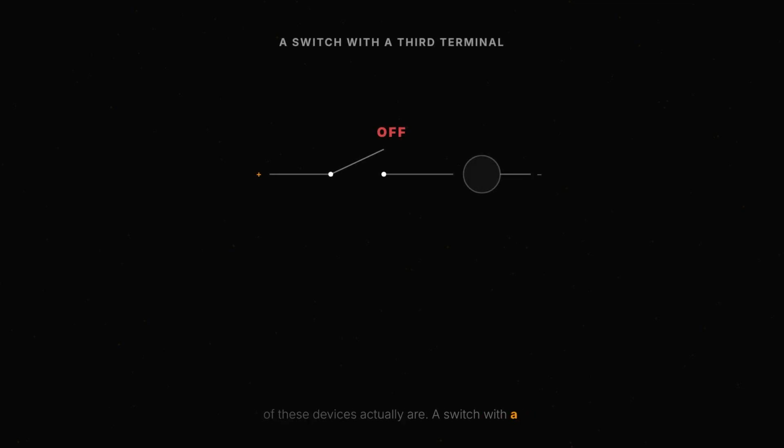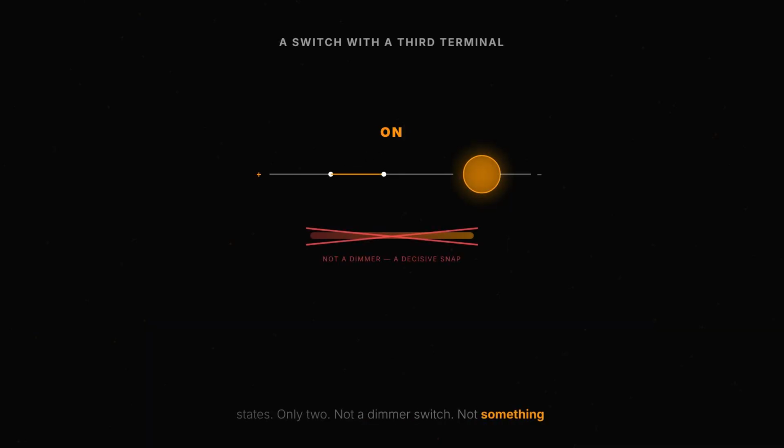Strip away all the physics for a second, and here's what both of these devices actually are. A switch with a third terminal. Apply the right signal, a base current or a gate voltage, and current flows freely from one side to the other. That's on. Remove that signal and the path closes. No current. That's off. On, off, a voltage that's high or a voltage that's low. Two states. Only two. Not a dimmer switch, not something in between.